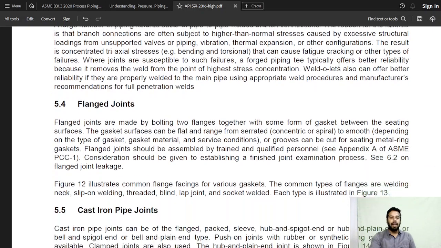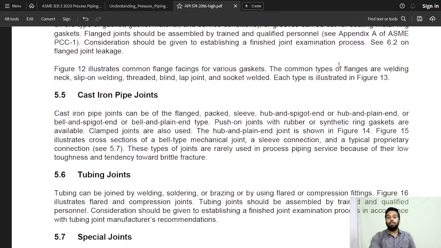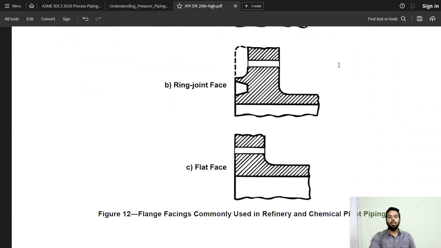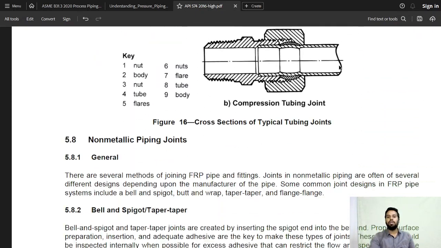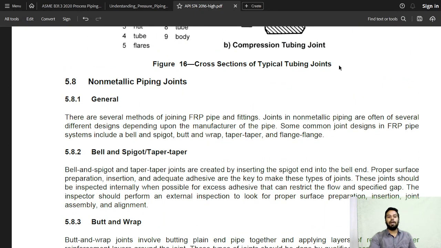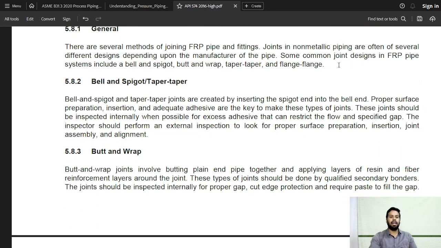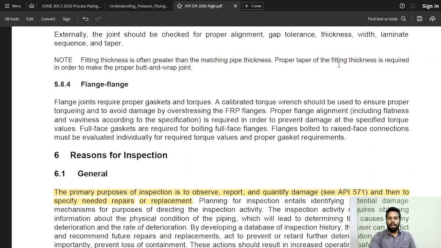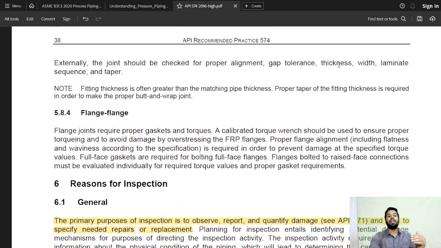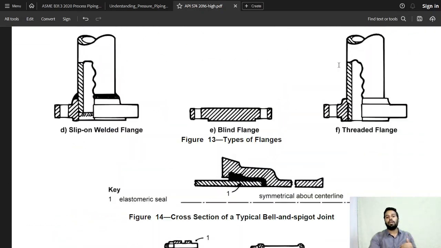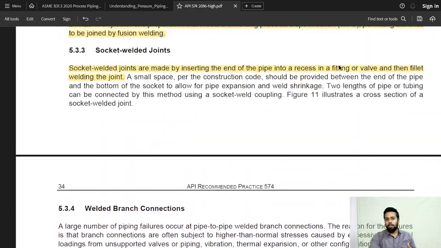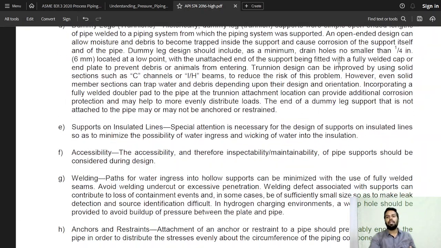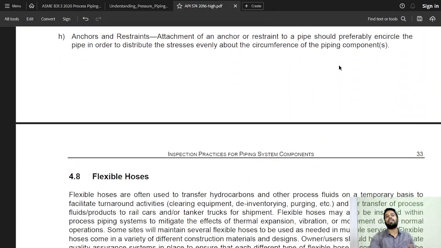Welded branch connections, flange joints, cast iron pipe joints, tubing joints, special joints. All of these things you just have to read, you don't need to remember all of them. These are very general information. Non-metallic pipe joints: bell and spigot, taper, butt and wrap, flange to flange. All of these were just general information needed for piping systems. What are these kinds of pipes? What are some fittings? What are some threads that are installed? What are some valves that are installed? All of these are general requirements that an API 570 inspector should know.